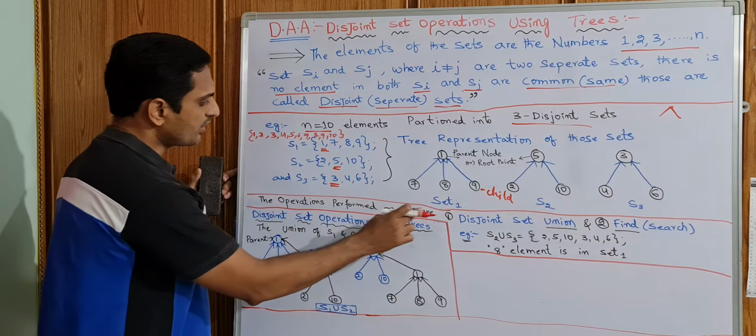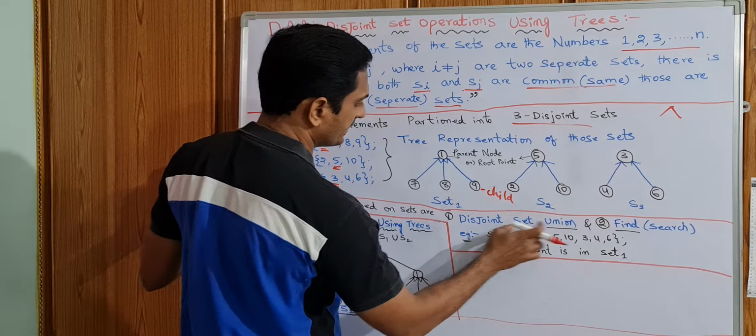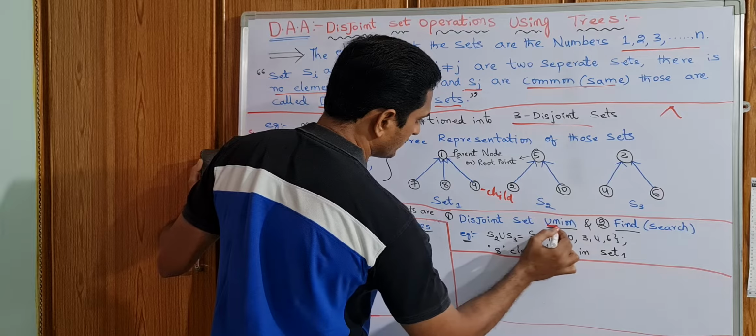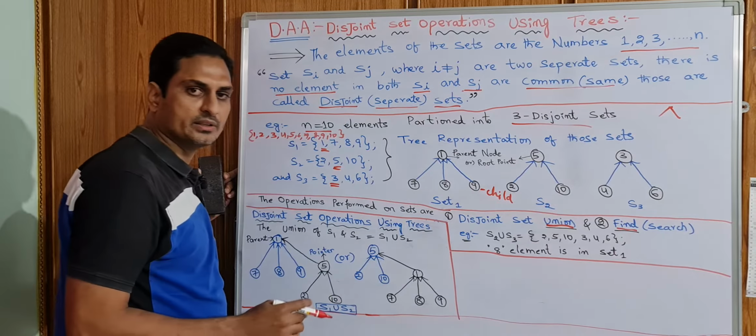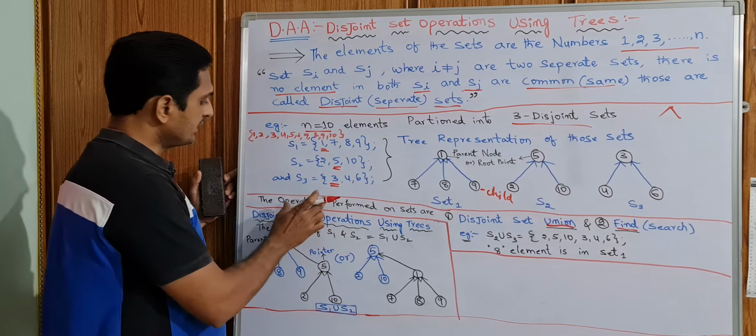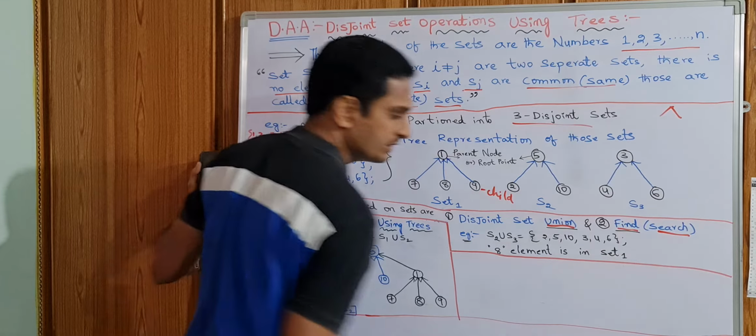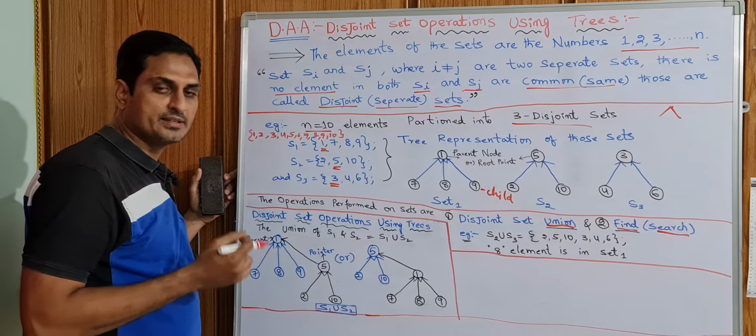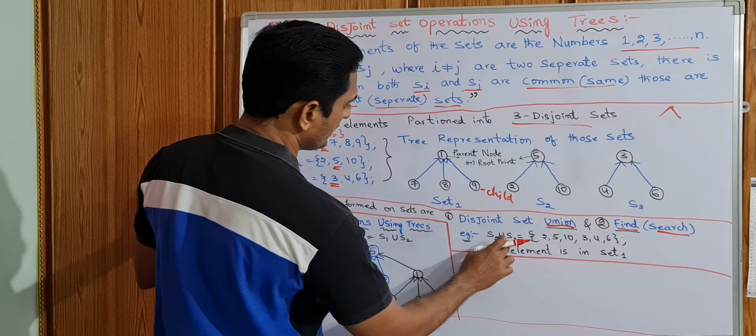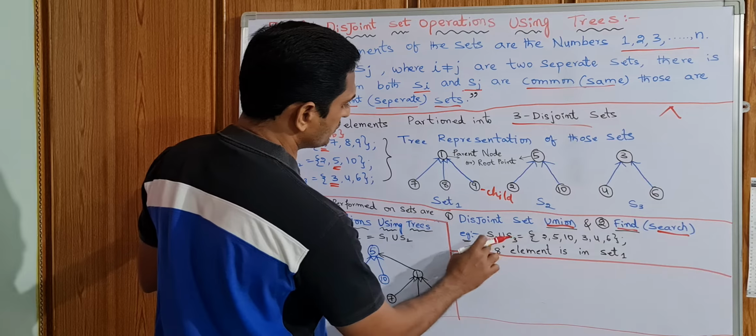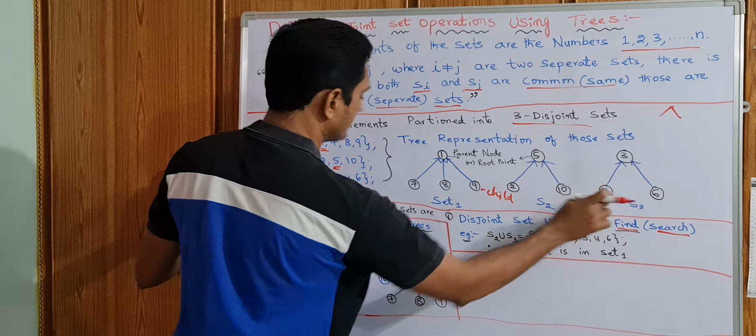The operations performed on disjoint sets are union and find. Find is nothing but searching for where an element is. For example, S2 union S3: we are doing the union of S2 and S3.